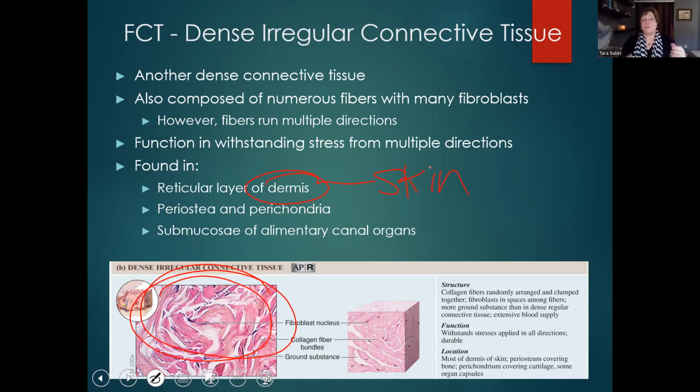the underlying layer of your skin. So when you stretch and move, your skin stretches with you, which is really nice. And you move in lots of different directions. Your skin can move all kinds of different directions. And so you want to have this dense irregular connective tissue to allow you to move different directions. So dense regular connective tissue is going to be for movement in one direction. Dense irregular connective tissue is going to give you support when you're moving multiple directions.